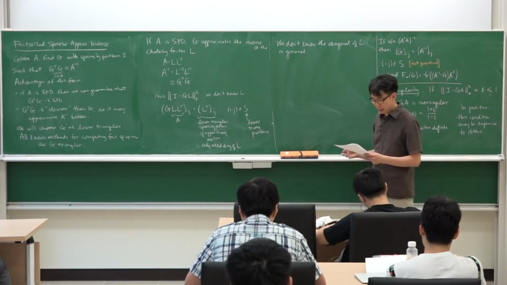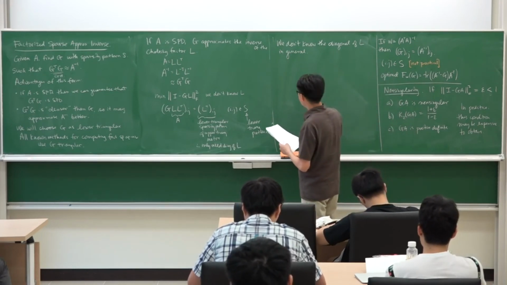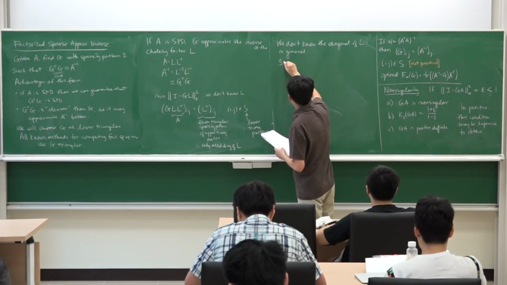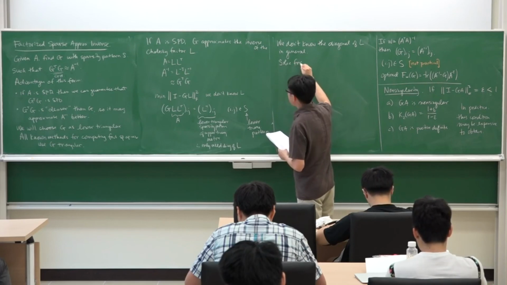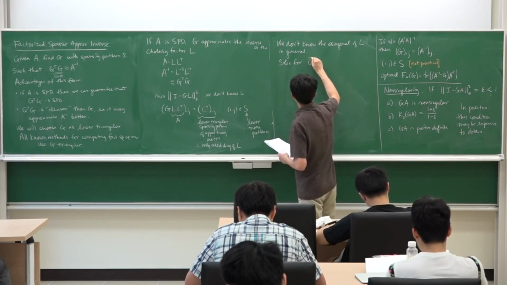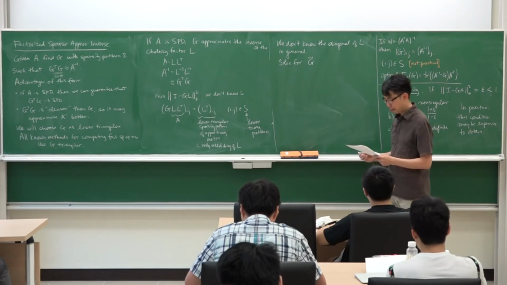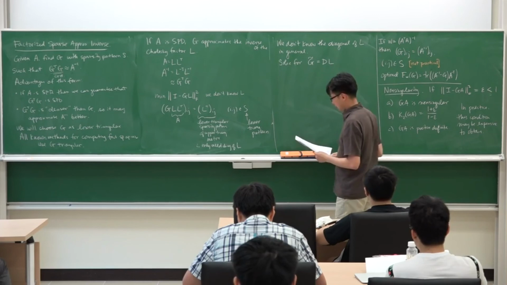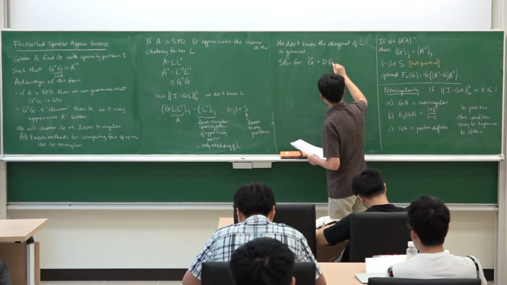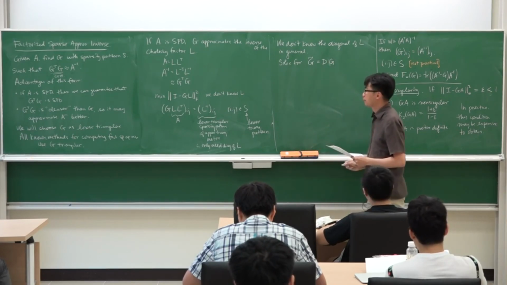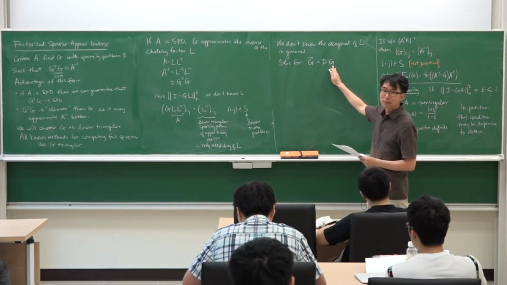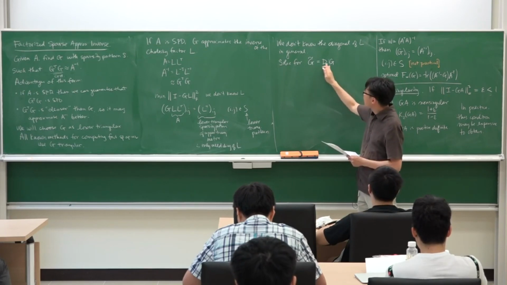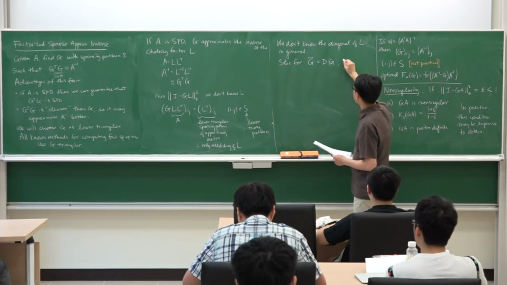What we're going to do instead is solve, instead of solving for G, we're going to solve for G tilde, where G tilde is a diagonal matrix times G. G is what we really want. But we don't know the diagonal of L, so we're going to solve for a scaled version of G. So D is a diagonal matrix.